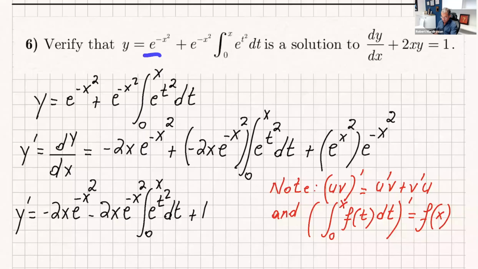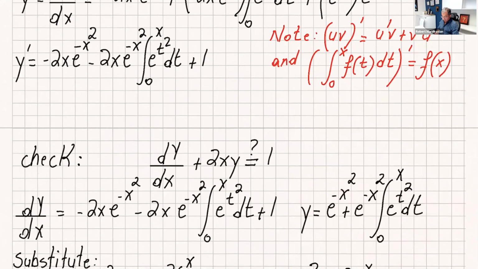The derivative, you start term by term. The derivative of e to the power of -x squared, again, is -2x e to the power of -x squared. For this part, you use the product rule, and I put the note for you. The derivative of uv is u prime v plus v prime u. So it's the derivative of that function, which is -2x e to the power of -x squared, times that function itself, plus the derivative of that function, again from the fundamental theorem of calculus. We know the derivative of that function is just f of x. So in this case, it's just going to be e to the power of x squared, times the first function, which is u, which is e to the power of -x squared.